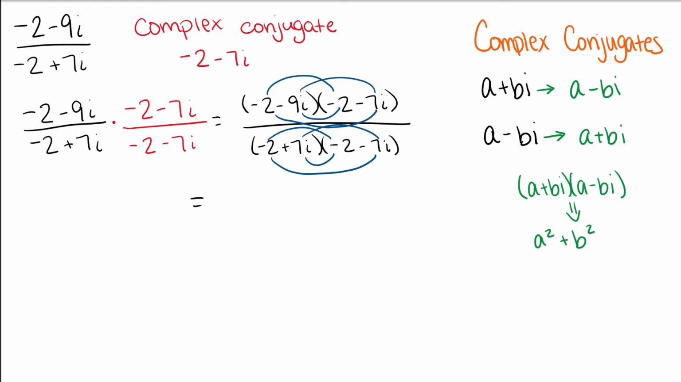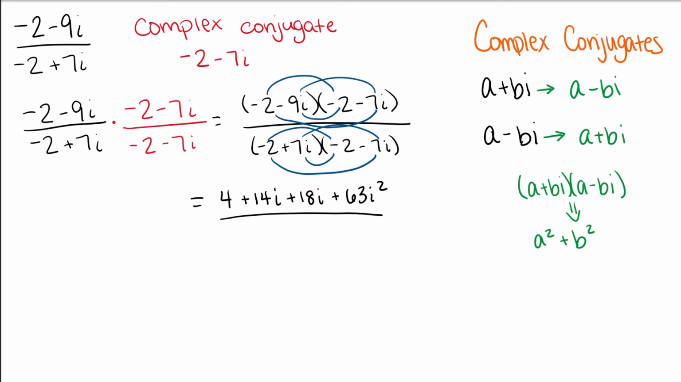So that gives us negative 2 times negative 2 is positive 4. Negative 2 times negative 7i is positive 14i. Negative 9i times negative 2 is positive 18i. And negative 9i times negative 7i is positive 63i squared.